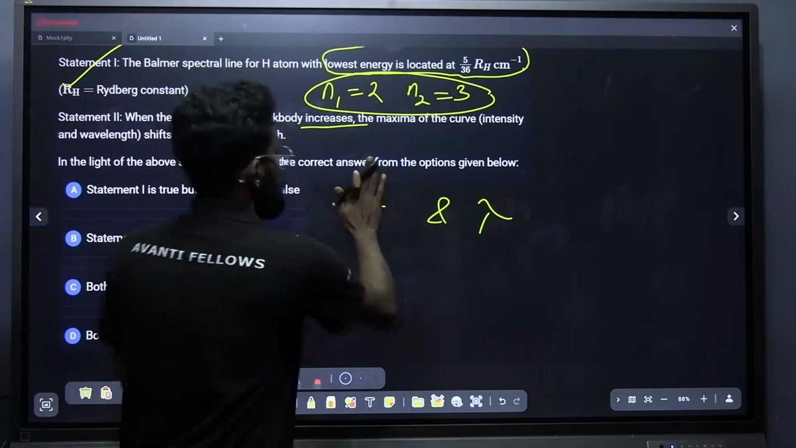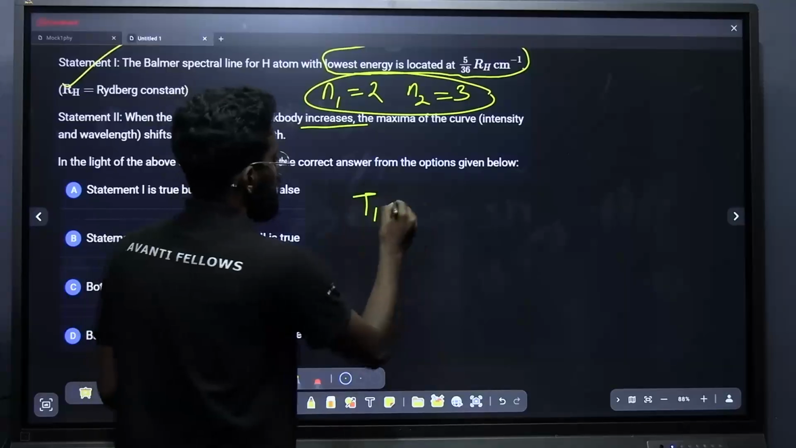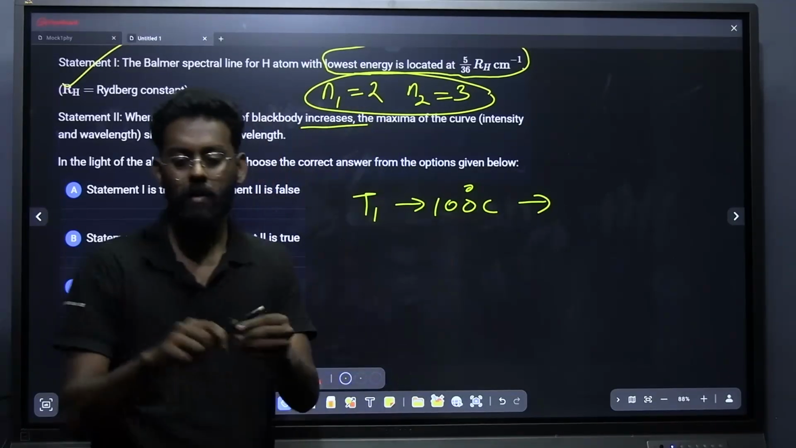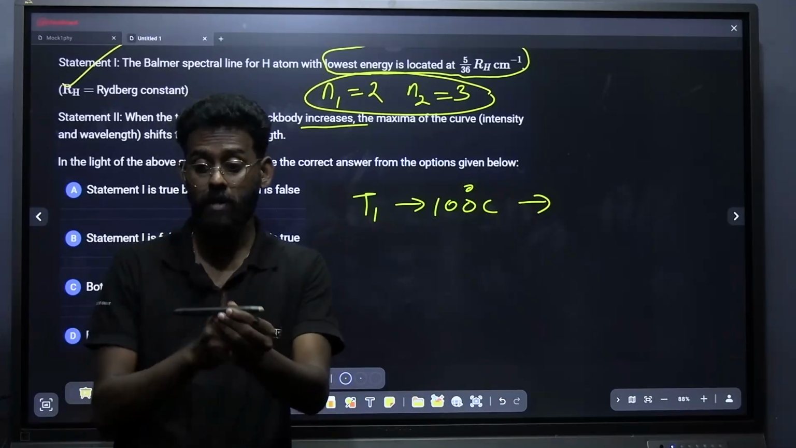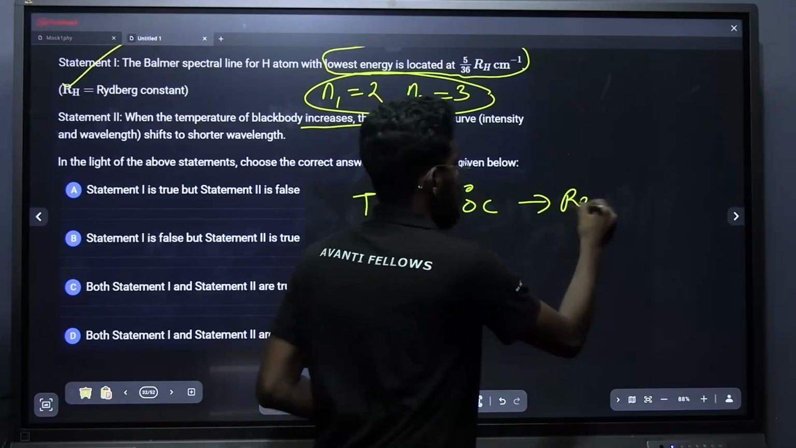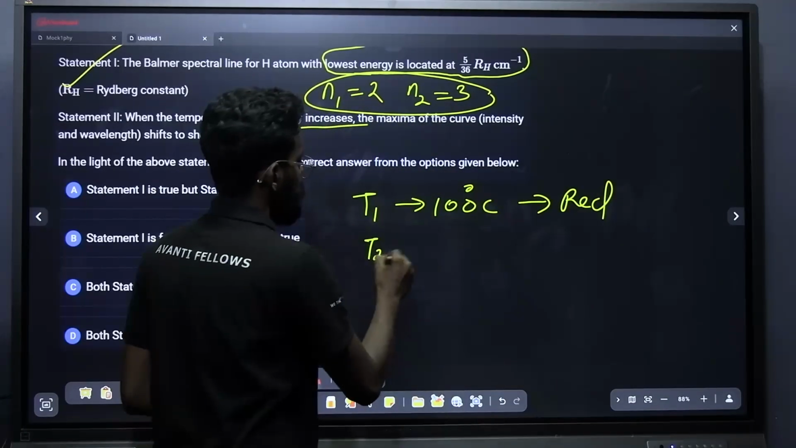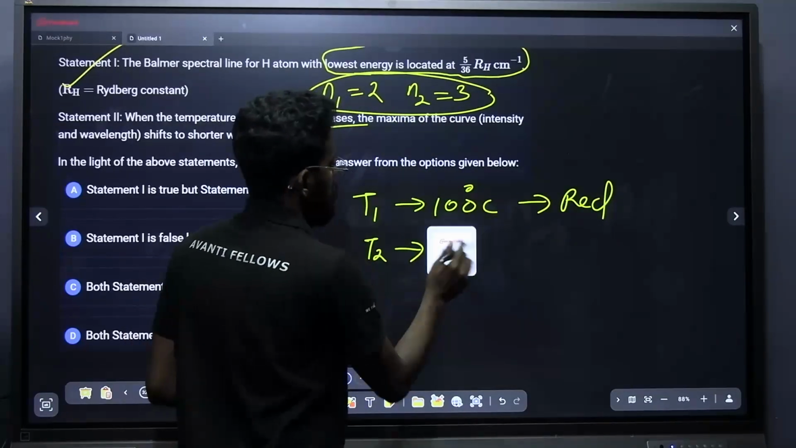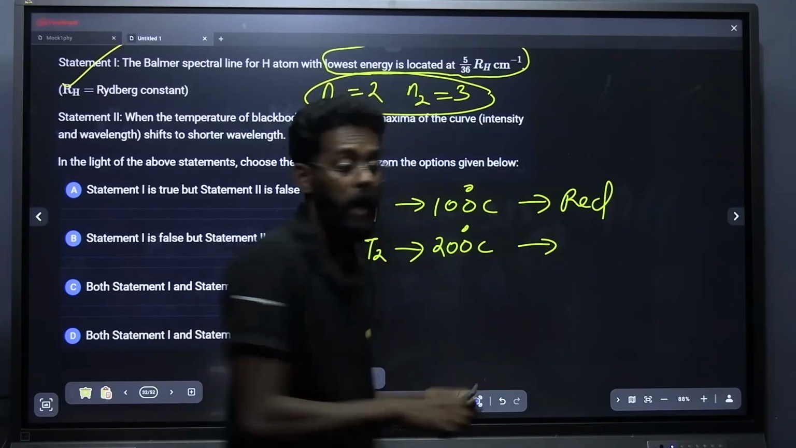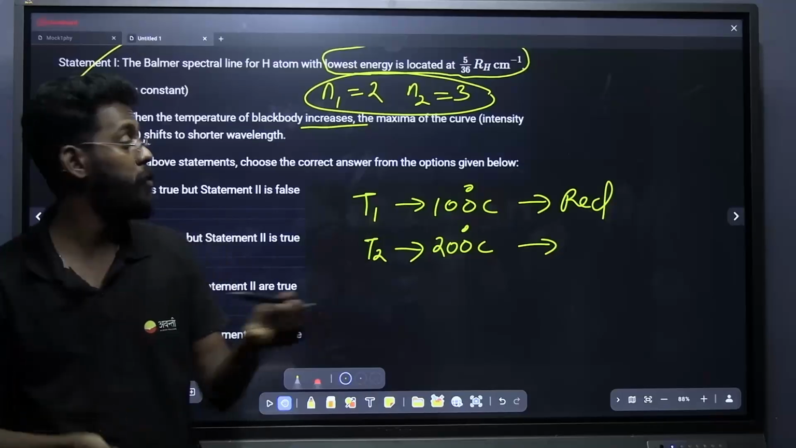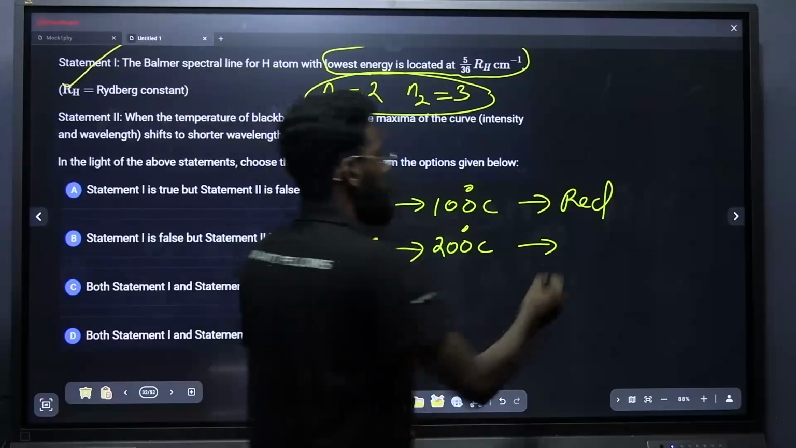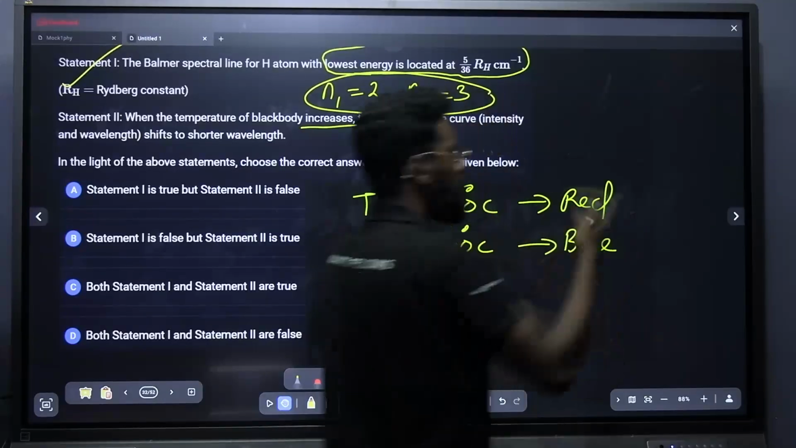Let's suppose I am heating it with a temperature T1 of 100 degrees Celsius. What is the color you can see? First it will become red, right? Yes or no? Yes, sir. Red. And after some time, I am giving the temperature T2, and suppose it is 200 degrees Celsius. Again, if I heat with a higher temperature, what is going to be the color? You can see. Okay, yeah, it will become blue or some other color.